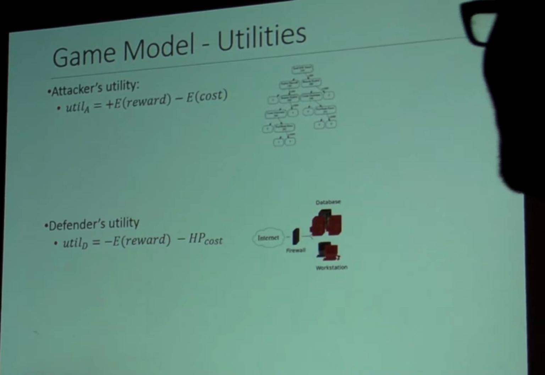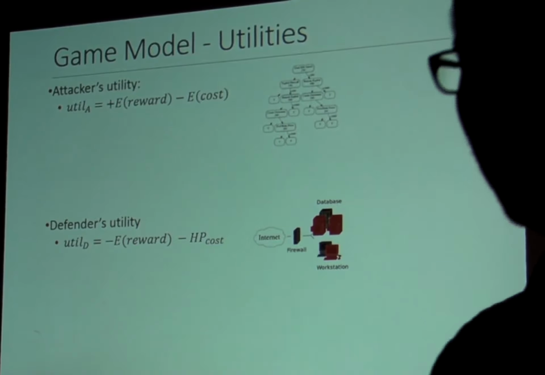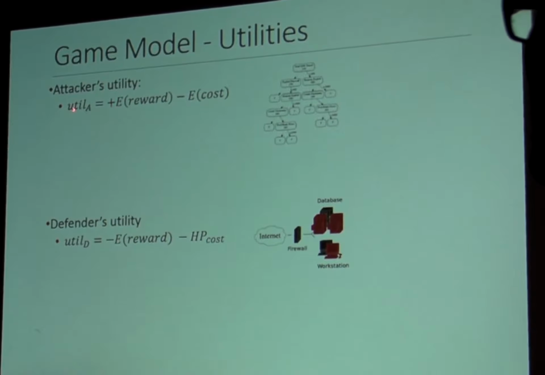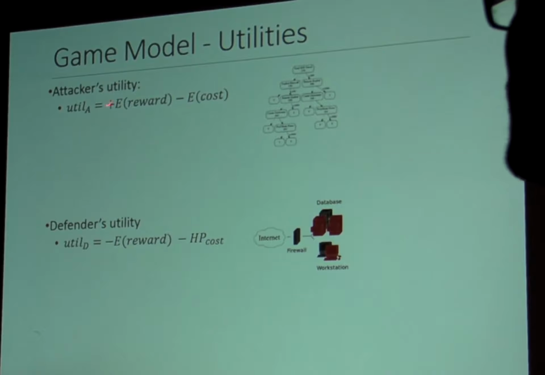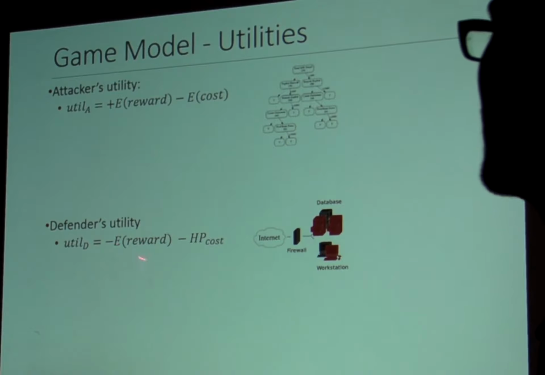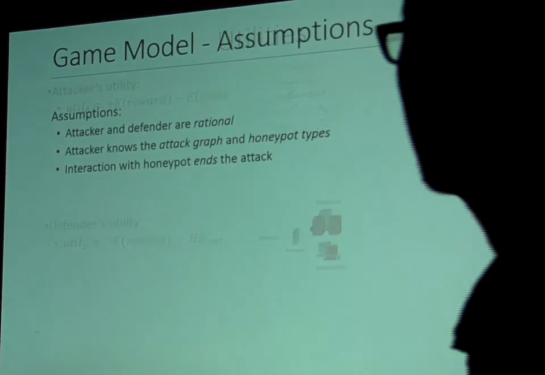Okay, so here is the slide I wanted to explain. The attacker chooses what attack policy he wants to do among many attack policies. He chooses the optimal one that maximizes the utility. Utility is computed as expected reward minus expected cost. And the defender's utility is minus the expected reward for that attack graph minus the cost for the honeypots.